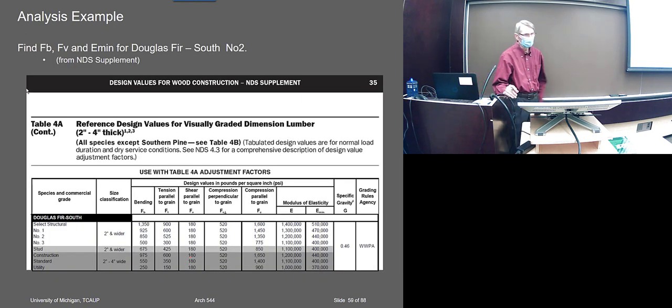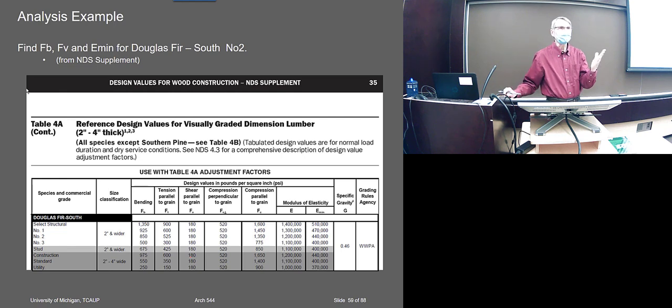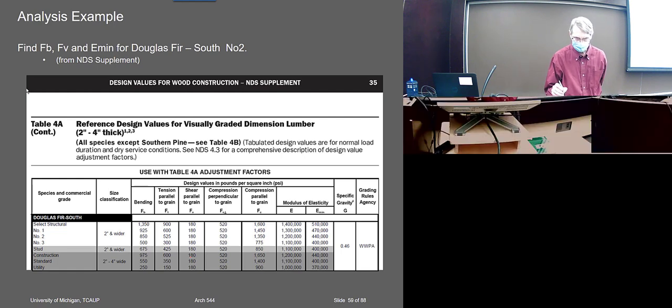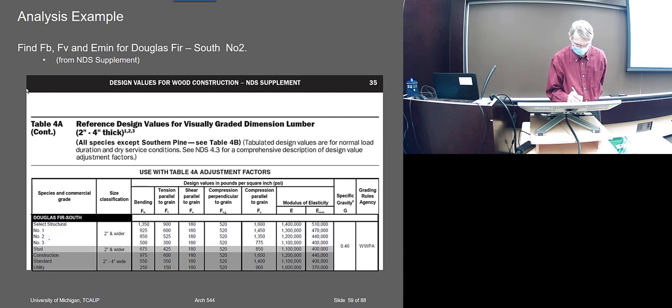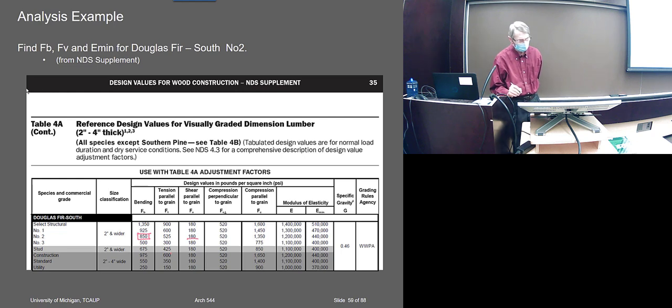So again, we want to set the allowable equal to the actual, and then calculate a moment based on that maximum stress, right? So what do we got here? Douglas Fir South, number 2, looks like 850. Is that right? For the bending, and real high, 180 for the shear.